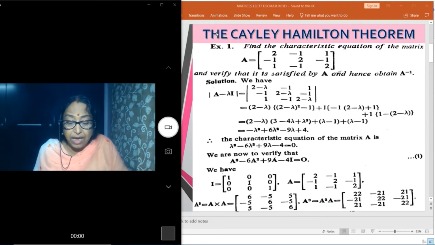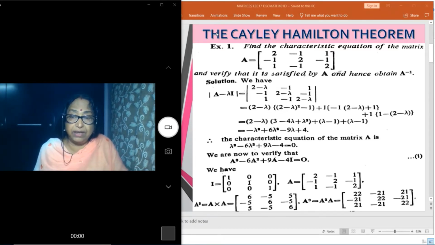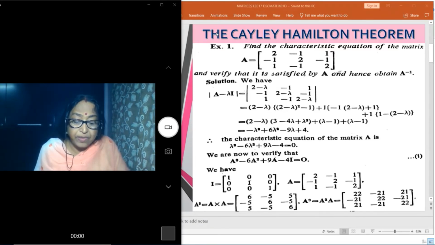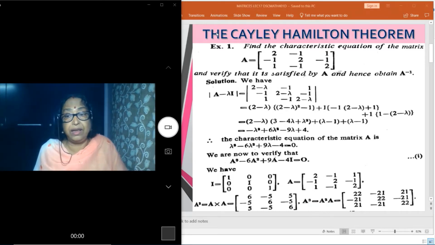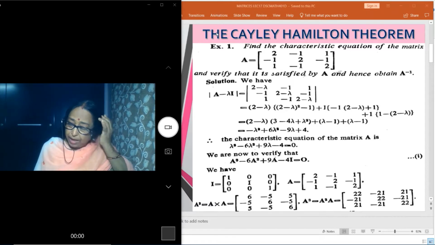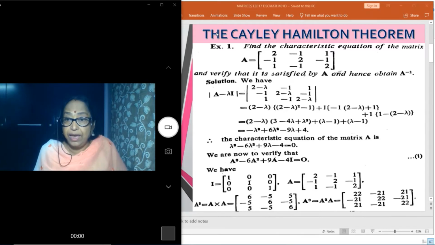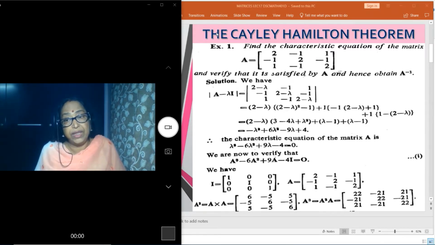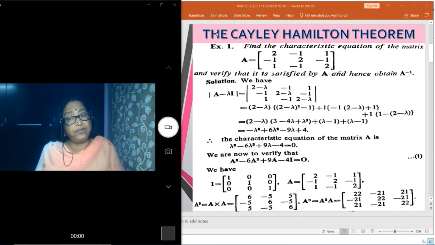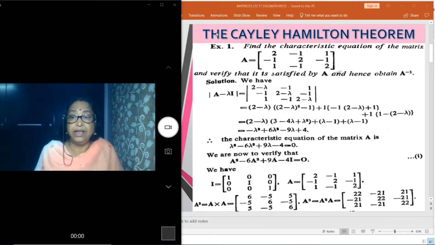Again, I am saying, take the determinant of A minus lambda I, and we will find a polynomial of degree n. In this polynomial of degree n in lambda, if we substitute the value of A in place of lambda, and the equation is satisfied, then we say that the Cayley-Hamilton theorem is satisfied.